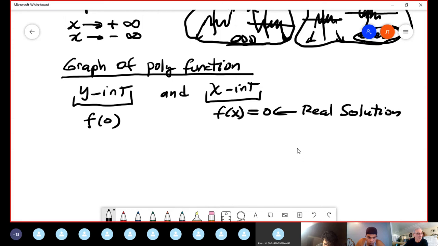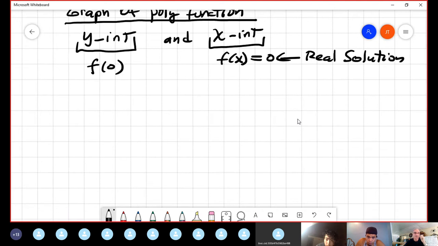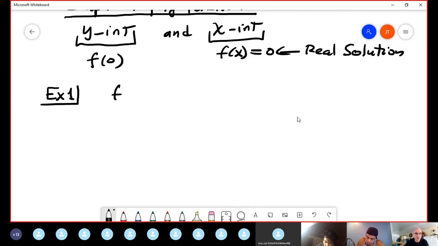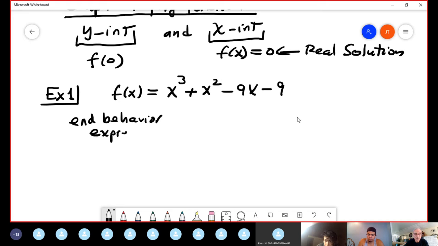Let's see one straightforward example, very easy, to understand everything that we're studying now. The polynomial function is f of x equals x cubed plus x squared minus 9x minus 9. Let me review a little bit the end behavior expression. Who can help me? What is the end behavior expression for this polynomial? Please tell me using the chat.